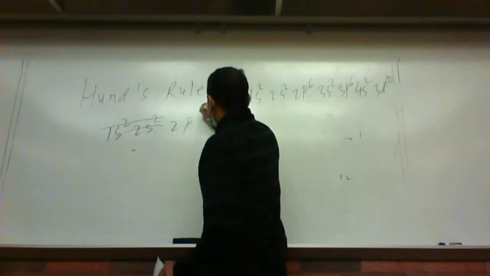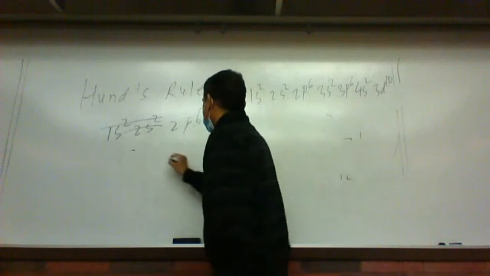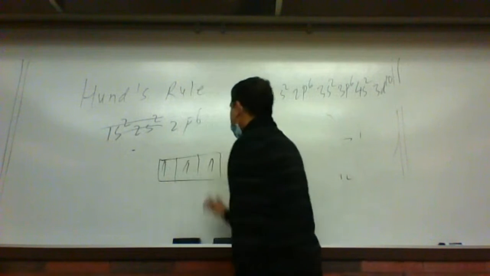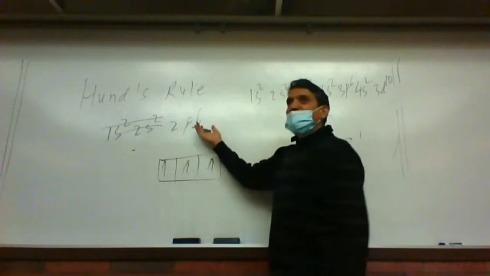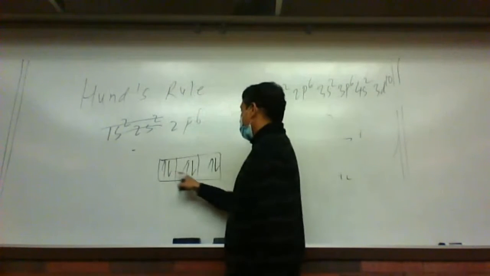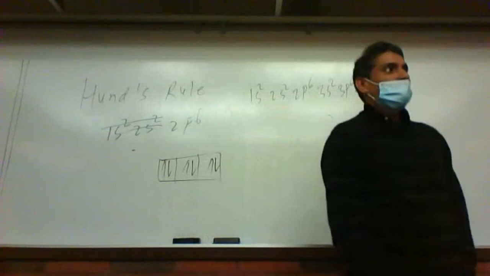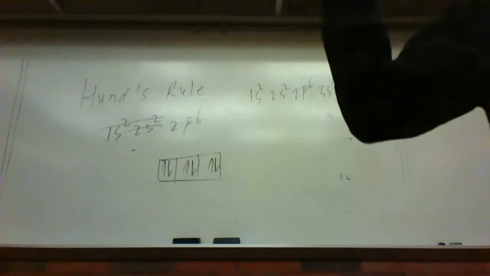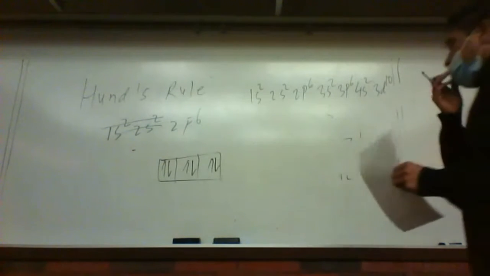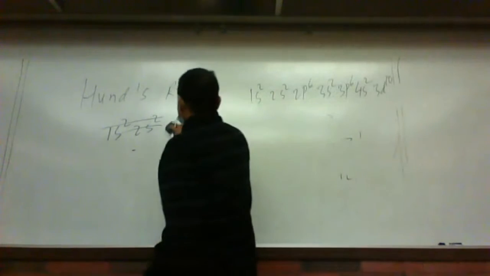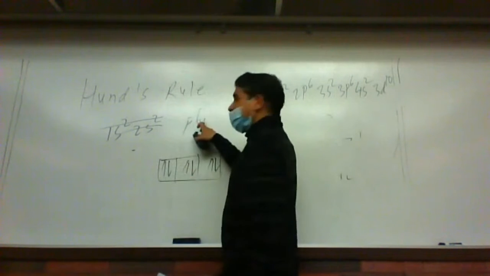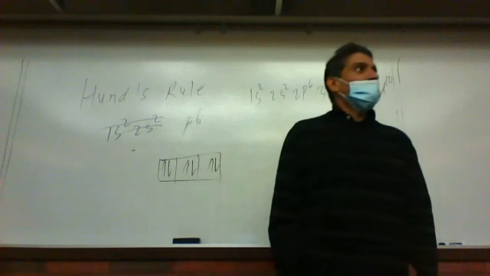Now let's look at P6. Let's say I have P6, they have no problem here. P has 3 seats like this. Now put 1, 1, 1 first. Now 3 are gone, and you still have 3 more here, right? Now start to pair 2 like this. So 2, 4, 6. Good. So it doesn't matter whether it's 2p, 3p, or 4p, that's just the principal quantum number. But when it comes to the electrons, always distribute like this. This is called Hund's rule.